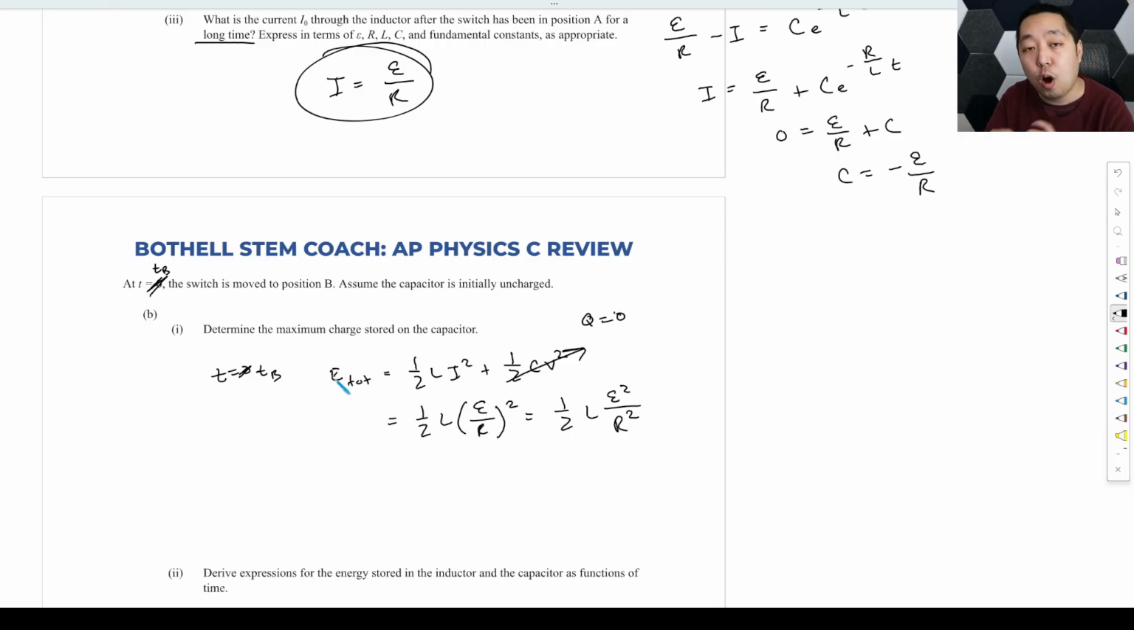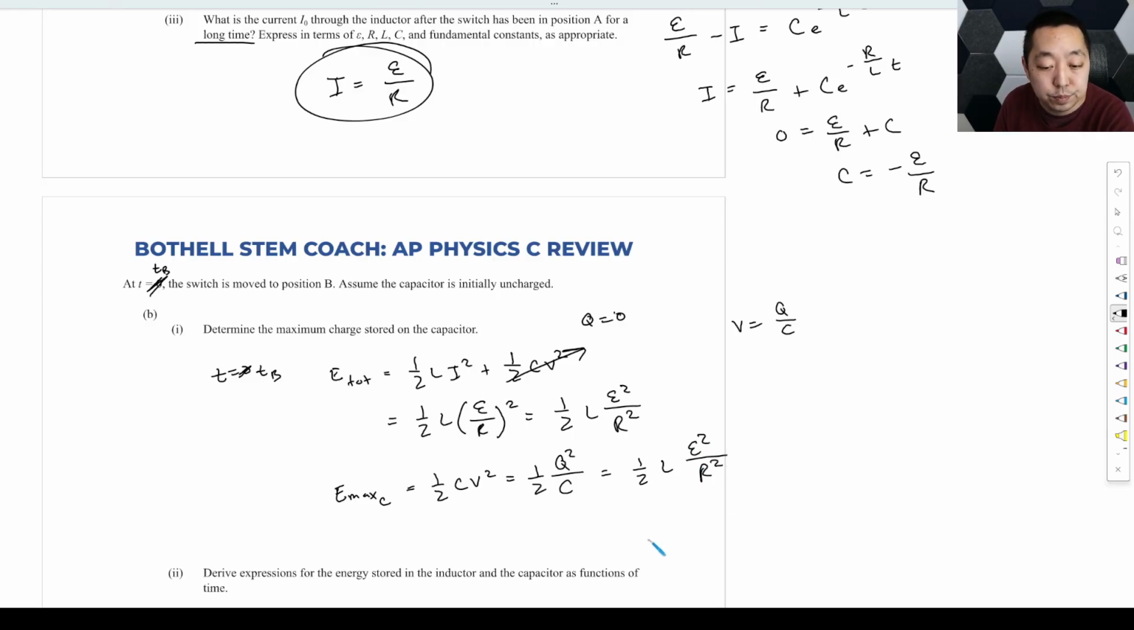Now, eventually, all of that energy will go into the capacitor. So for the max capacitor energy, which is 1/2 CV squared, or in terms of charge, because Q is equal to CV, it's 1/2 Q squared over C, since V is equal to Q over C. That's going to equal the same amount of energy that we had in the inductor because we're exchanging those energies, right? So the 1/2s cancel. The C cancels. The Q squared is going to be LC epsilon squared over R squared. And so Q is going to be the square root of LC times epsilon over R, like that. So that's going to be the maximum charge.